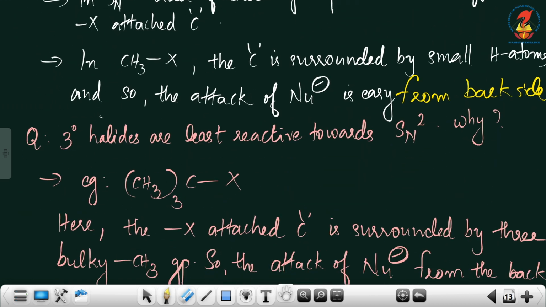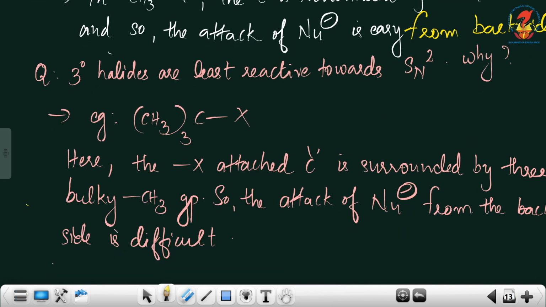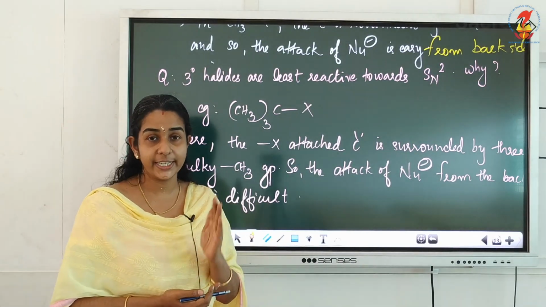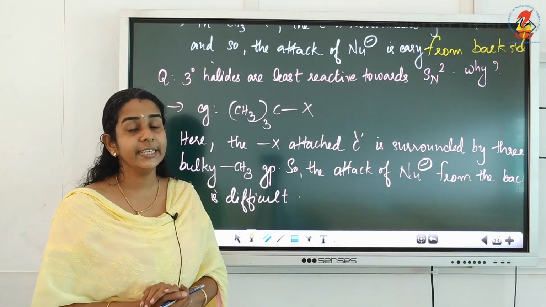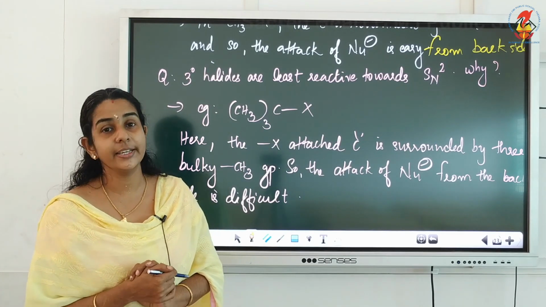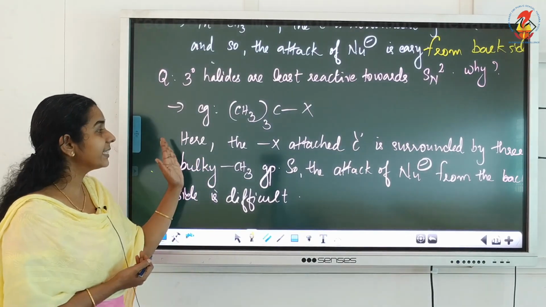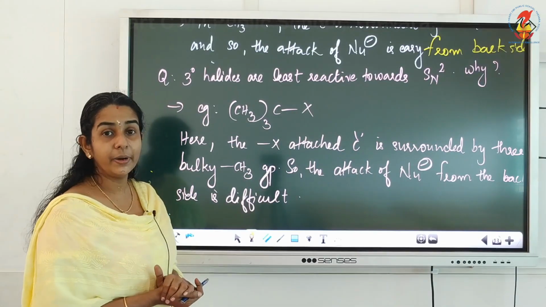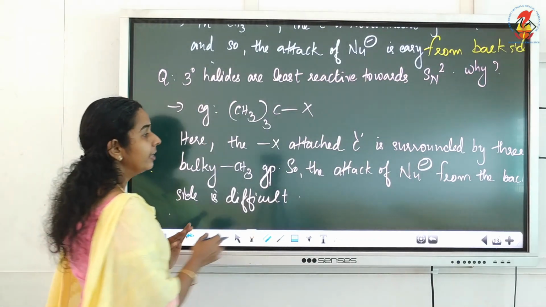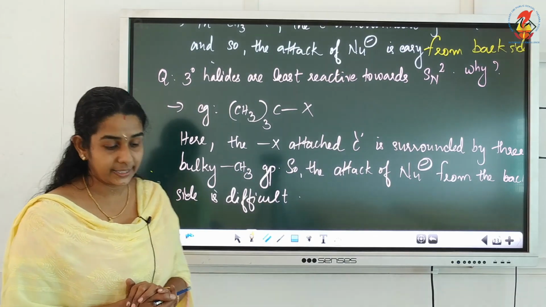Similarly, another question is, tertiary halides are least reactive towards SN2. Why? We have to write the same point once again, because in SN2, order of reactivity depends on the steric effect on or near to X attached carbon. So, in tertiary halides, the X attached carbon will be surrounded by bulky groups, for example, tertiary butyl bromide. So, the attack of nucleophile will be very difficult from the back side.